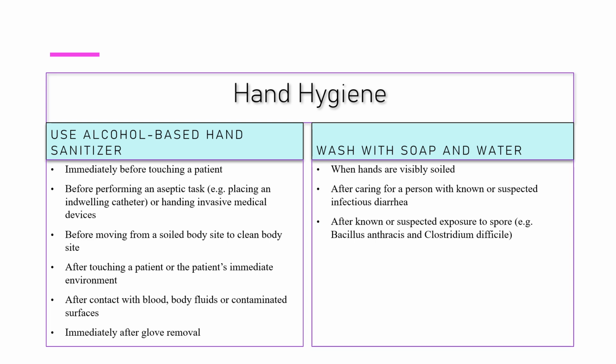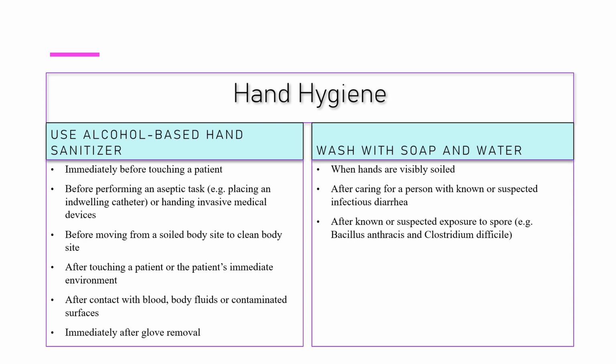According to the CDC, an alcohol-based hand sanitizer should be used immediately before touching a patient, before performing an aseptic task, such as inserting an indwelling urinary catheter, or handling invasive medical devices. Before moving from work on a soiled body site to a clean body site on the same patient, for instance, if you're going to touch someone's foot, hand sanitize before touching their head. After touching a patient or the patient's immediate environment, after contact with blood, body fluids, or contaminated surfaces, as long as your hands are not visibly soiled from this encounter, and immediately after glove removal.